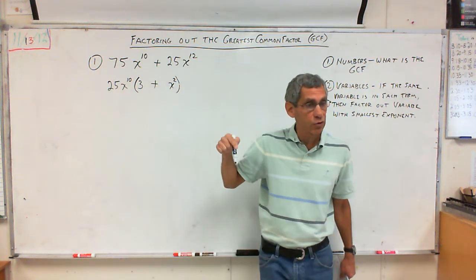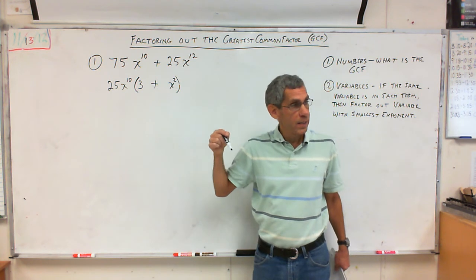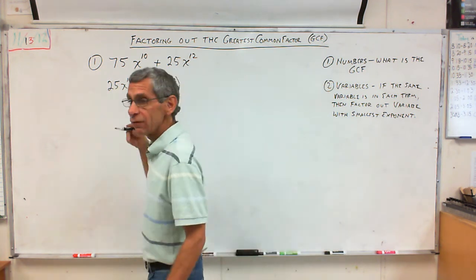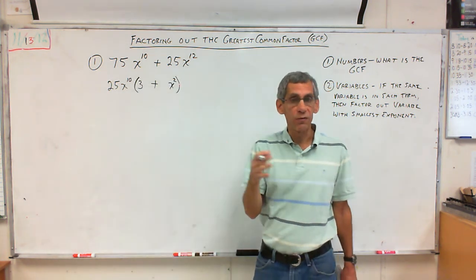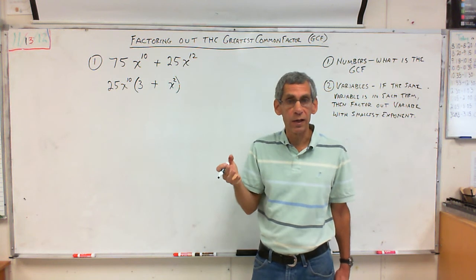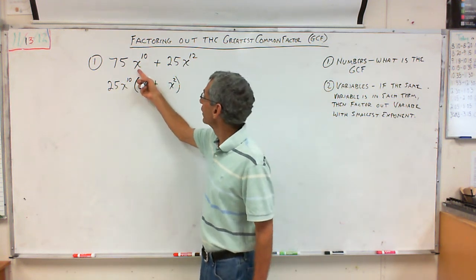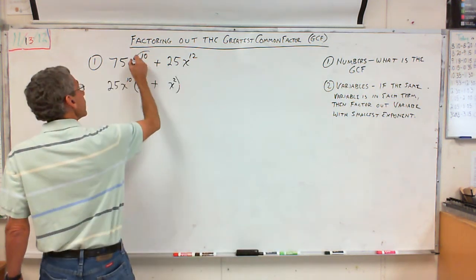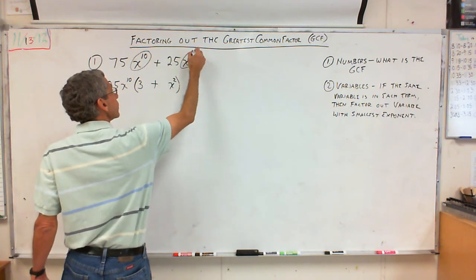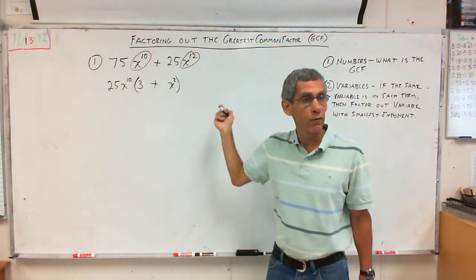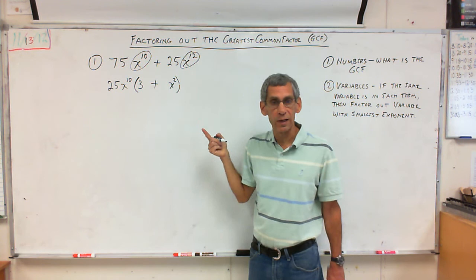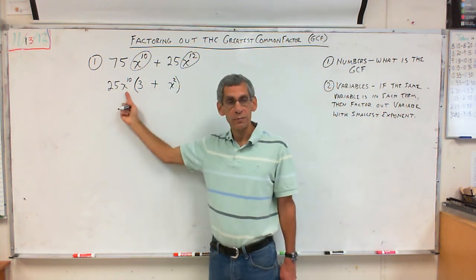The reason the variables are so easy is you only have 2 options. With the numbers, you have lots of options. You've got to look at all possibilities, right? But with the variables, you either have to choose this or this. You're not going to change it at all. It's one of those 2, and it's always going to be the one with the smallest exponent. That's going to go here.